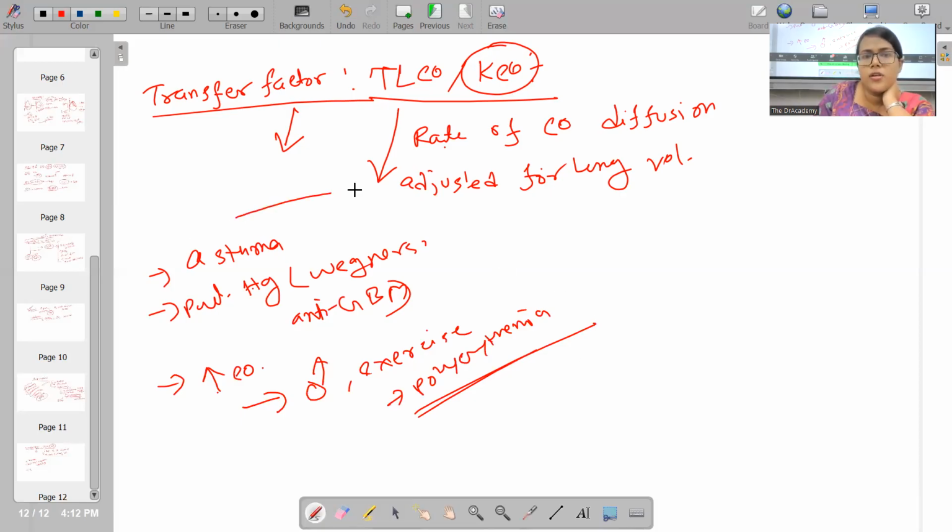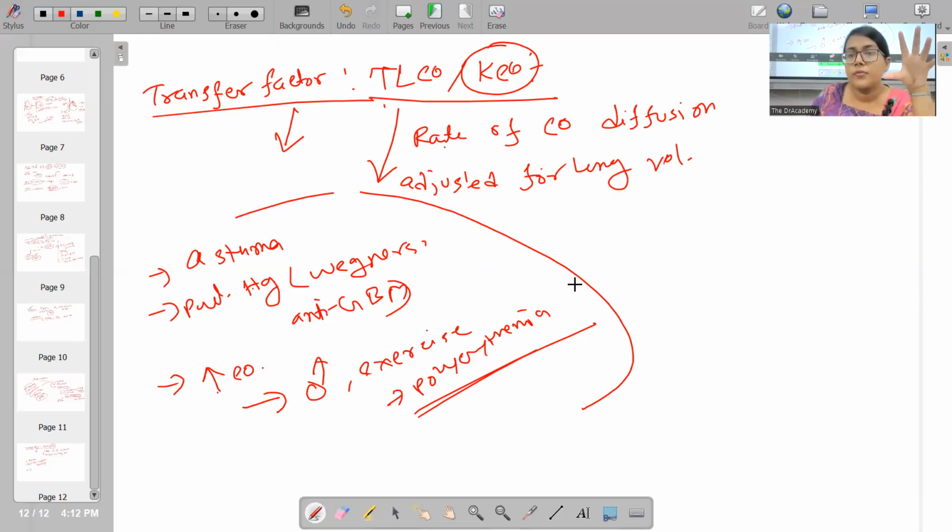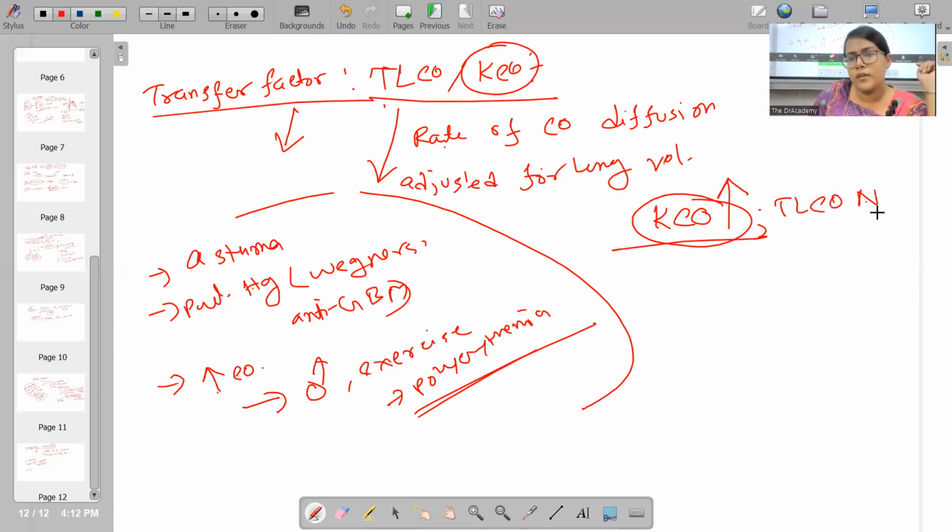So these are the conditions in which the transfer factor will be increased, and in all the other lung pathology, the TLCO will be reduced, okay. For the part 1 examination, you might also need to consider where the KCO is increased but the TLCO is normal, okay.